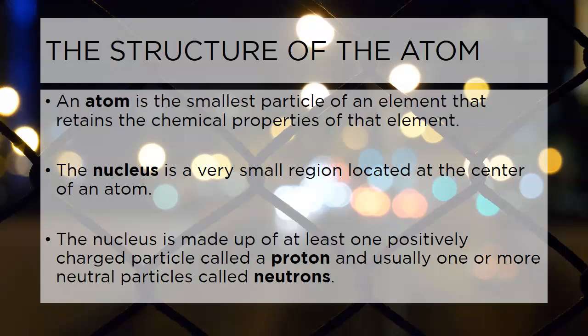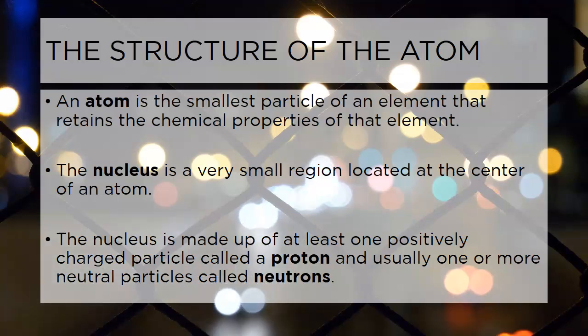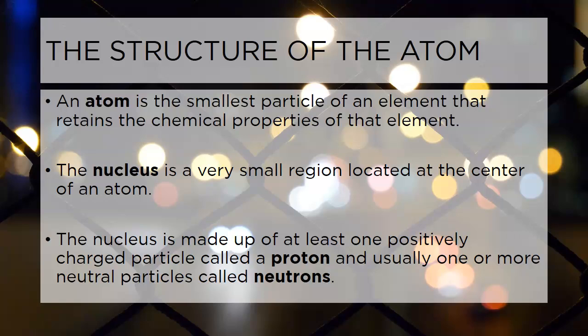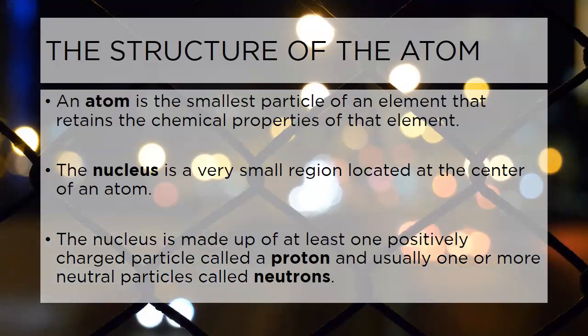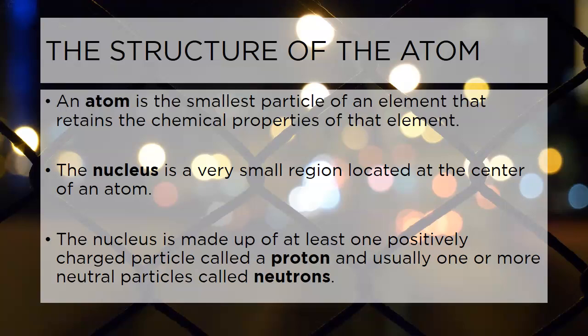And we're going to learn about how the nucleus was discovered. The nucleus is a very small region at the center of the atom. And inside the nucleus, we've got protons and neutrons. Protons are positive and neutrons are neutral. Every atom has to have at least one proton, but a couple of the smaller atoms can get away without even having any neutrons. But every atom has to have at least a proton.